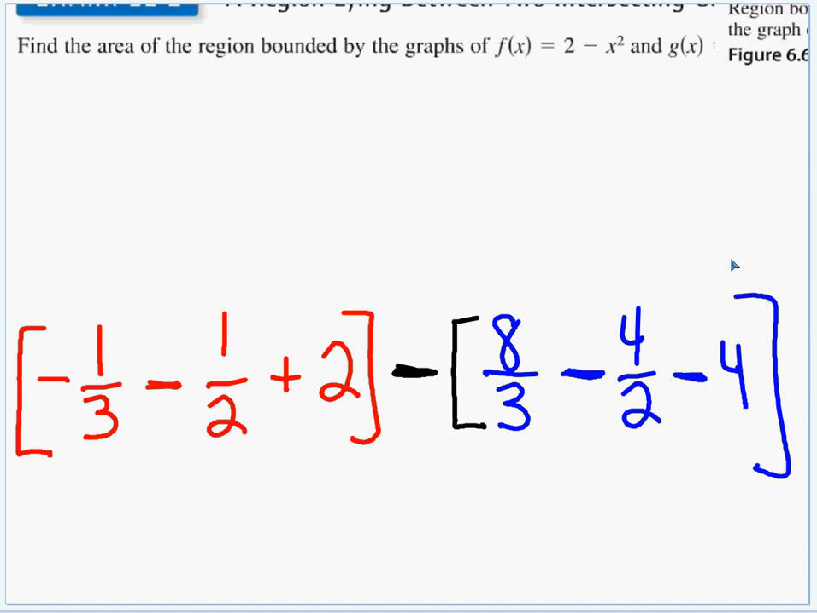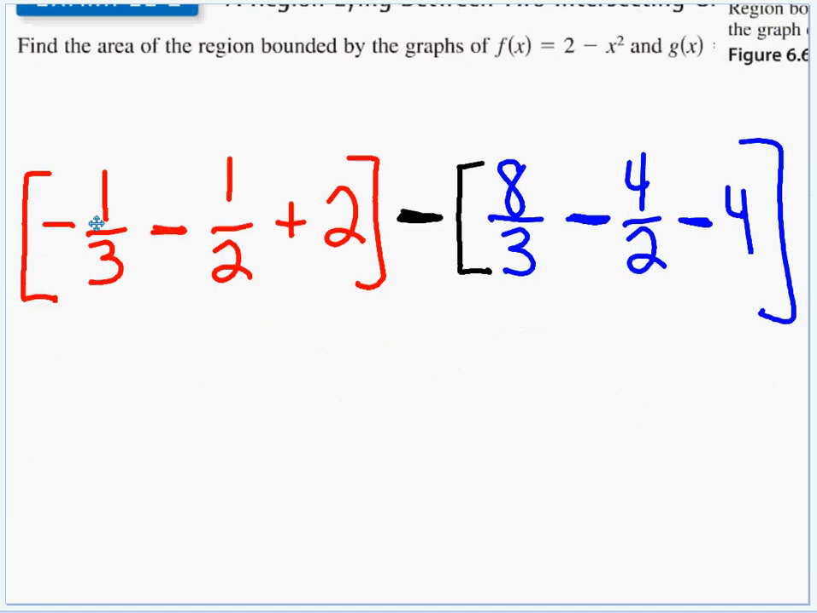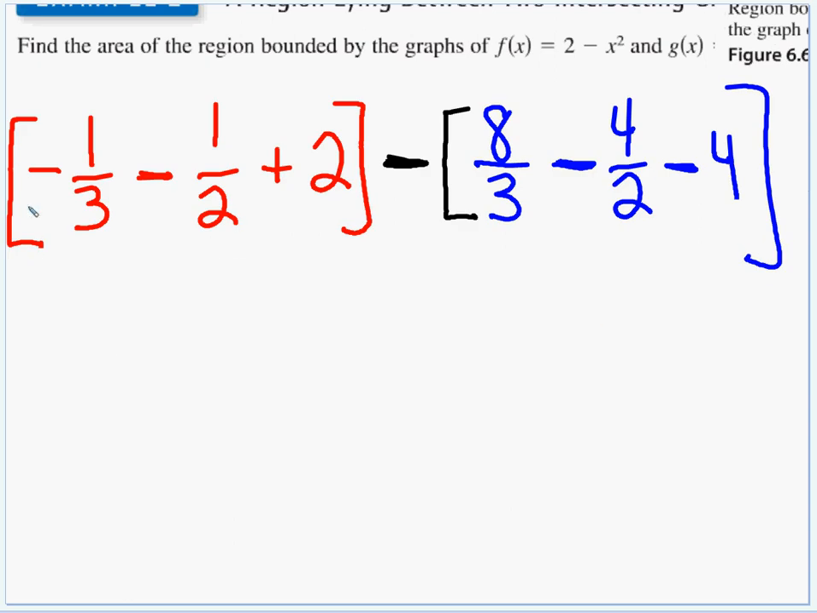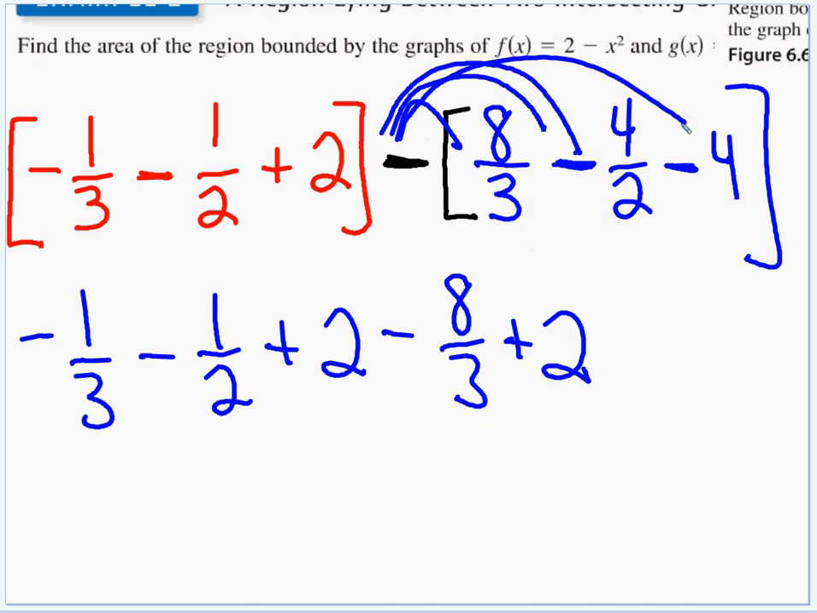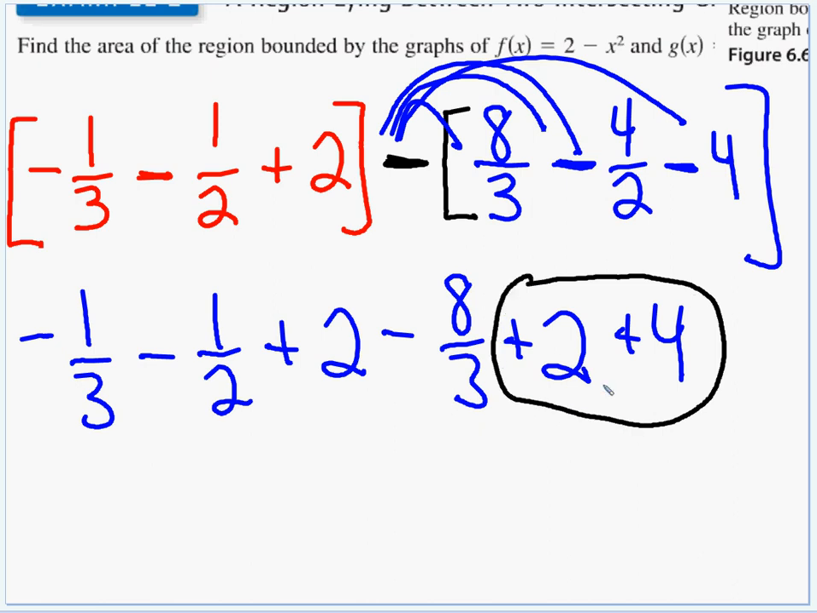Now, we do want to get that down to a single beautiful number, and I'm going to do it like this. First, I'm going to distribute this negative. I'm going to turn that into a 2. So we've got negative 1/3 minus a half plus 2 minus 8/3. This becomes a plus 2, and this becomes a plus 4. So now I'm just going to collect my whole numbers. Here we've got 2 and 4, that adds up to 6. And 2 more here, that becomes an 8.